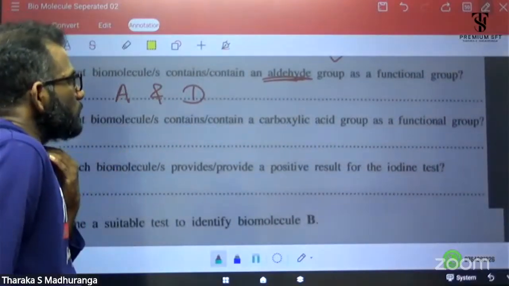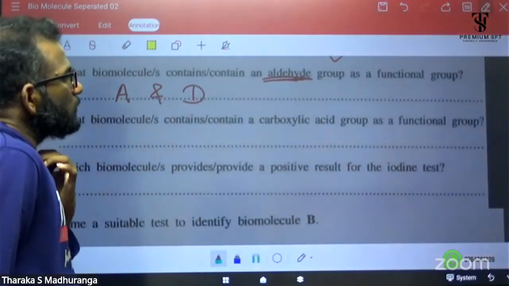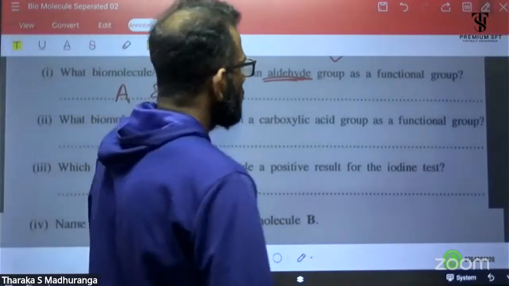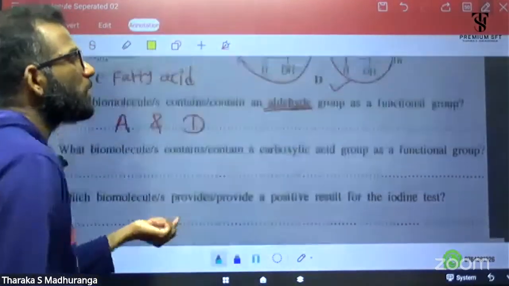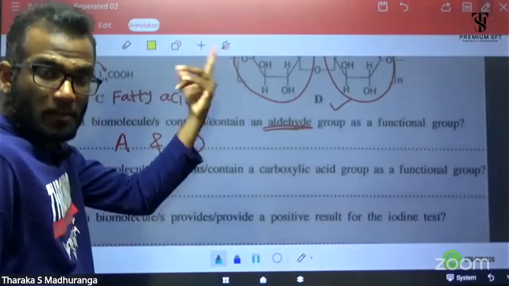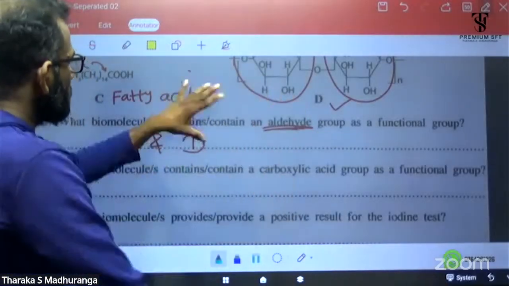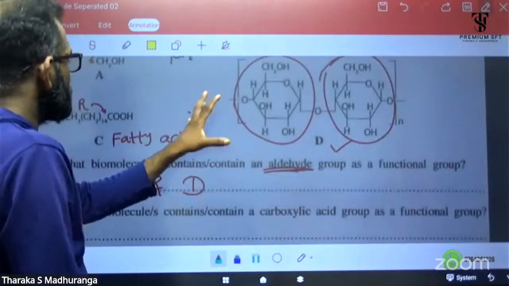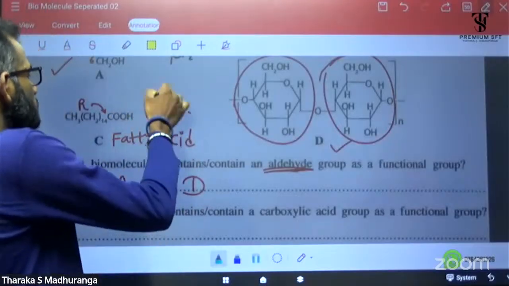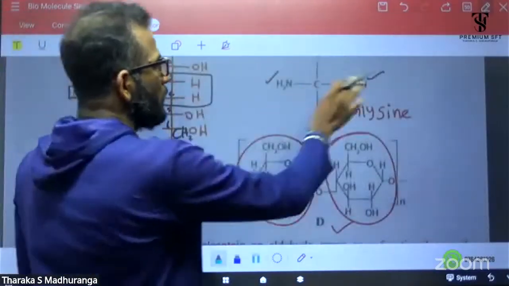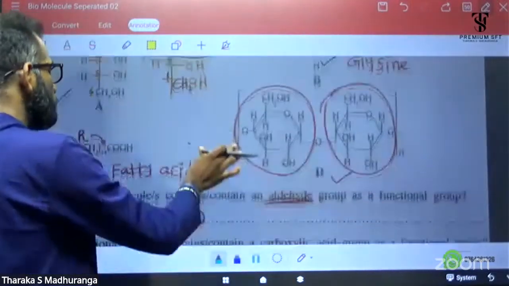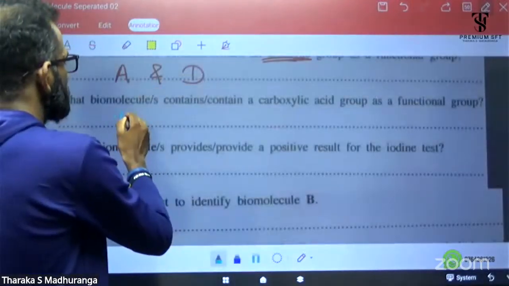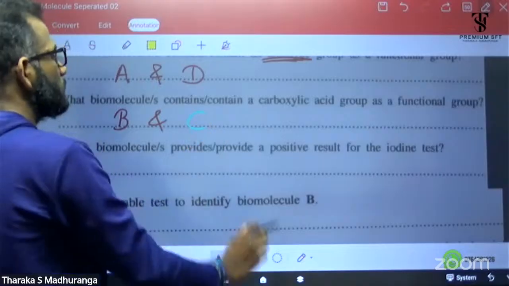Which biomolecule contains carboxylic acid group as functional group? Carboxylic acid group, previously I changed it and these two went wrong, got confused. Carboxylic group means COOH. It is amino acid and fatty acid, B and C.